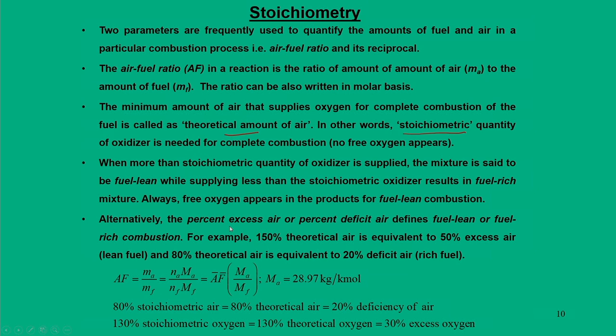Alternatively, when I say theoretical amount of air, we also call it percentage excess air. So, theoretical amount of air and stoichiometric are the same. Now, we say percent excess air. That means, if I say 100% theoretical air, that means we are in the stoichiometric conditions. If I say 150% theoretical air, that means we have 50% excess air or oxidizer.